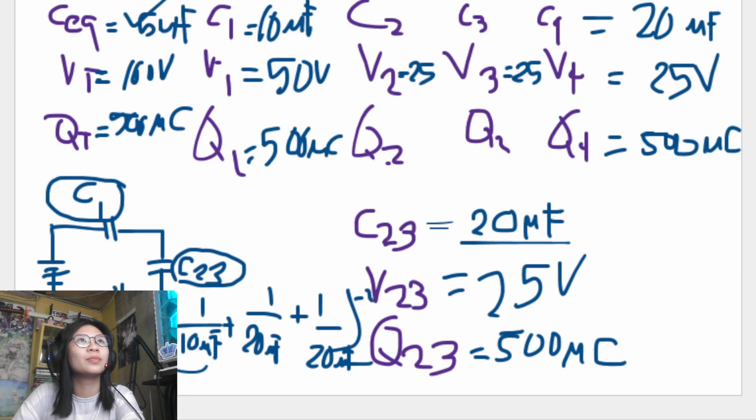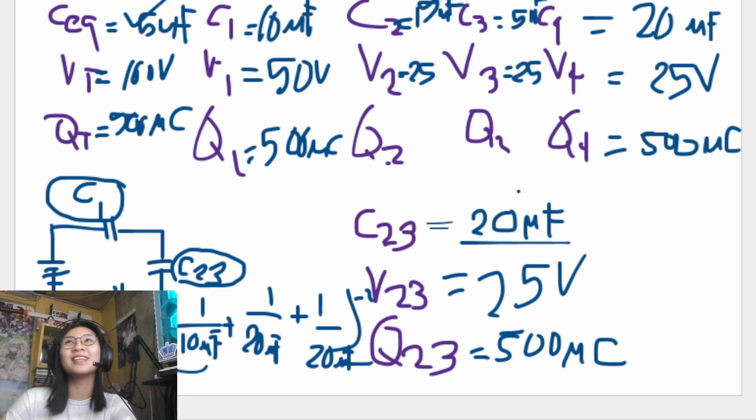Your C here, C2, is 15 microfarad and C3 is 5 microfarad. Sorry if it's very messy, but you can do it. Okay.